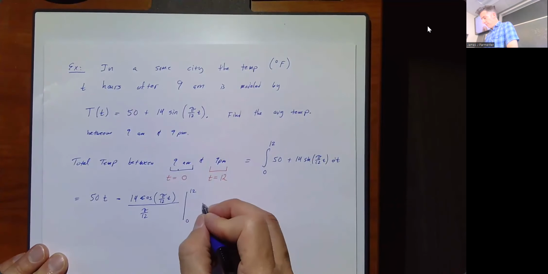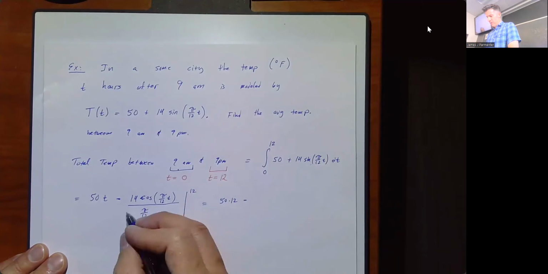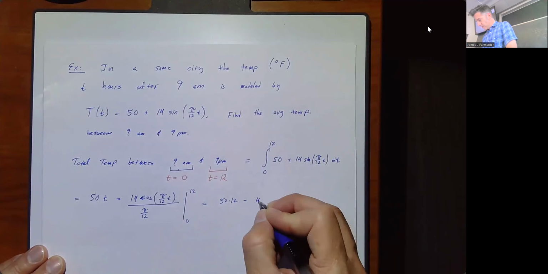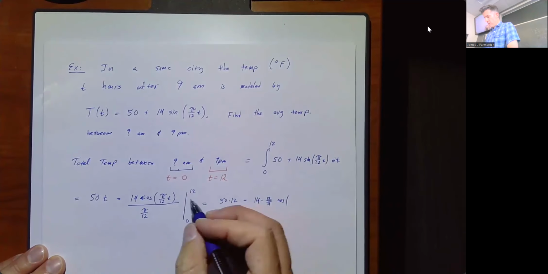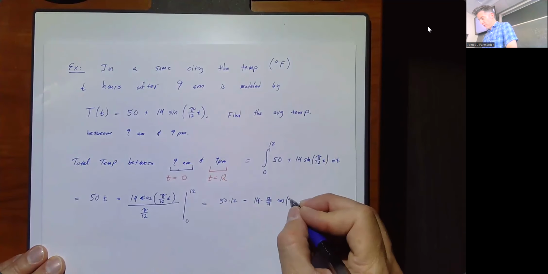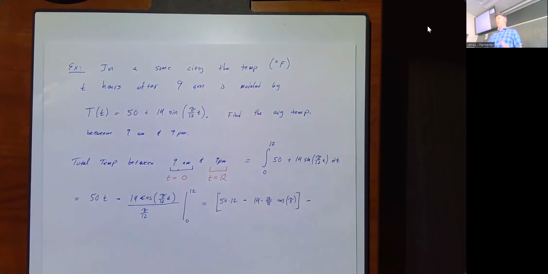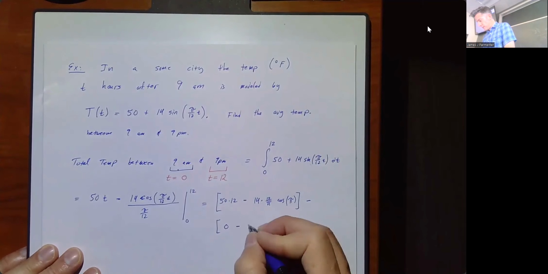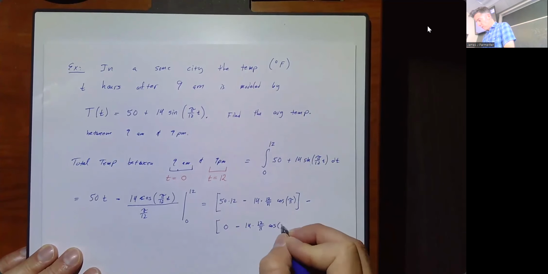So let's plug in 12. You get 50 times 12 minus, I should flip and multiply here. Let's say instead of 14 divided by pi over 12, it's 14 times 12 over pi. Cosine of pi over 12 times 12 is just cosine of pi. And we have to be extra observant here. We don't just get 0 if we plug in 0. So we actually need to be plugging in 0. If I plug in 0, I get 50 times 0 minus 14 times 12 over pi times cosine of 0, which is 1.